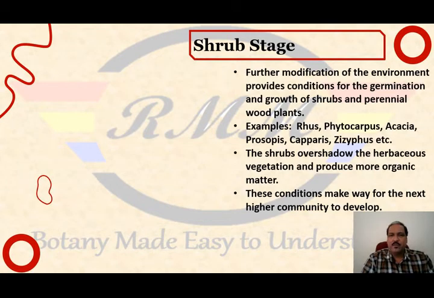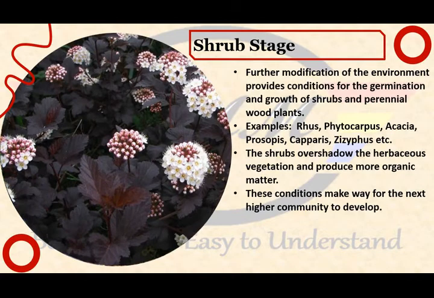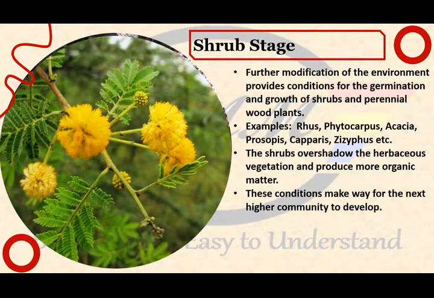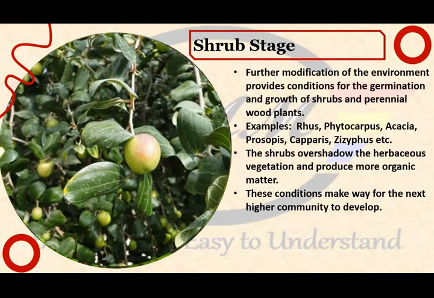Further modification of the environment provides conditions for the germination and growth of shrubs and perennial woody plants, such as Rhus, Phytocarpus, Acacia, Prosopis, Capparis, Ziziphus, etc., which dominate this stage. The shrubs overshadow the herbaceous vegetation and produce more organic matter. These shrubs are finally replaced by trees. With the approach of shrubs, the animals also become varied and numerous and join hands with the vegetation in altering the environment.